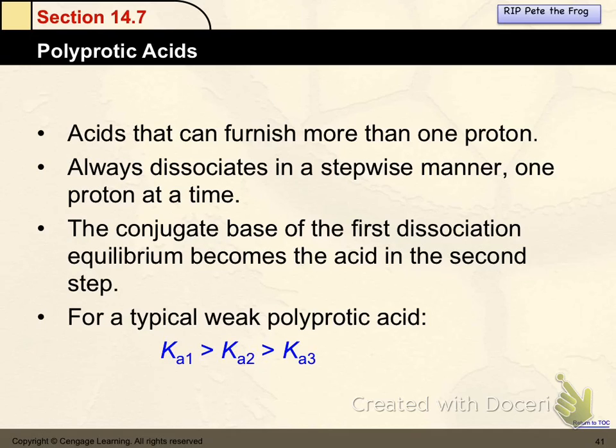Well, for a typical weak polyprotic acid, and I guess I could say this for any polyprotic acid, because sulfuric acid is polyprotic, it certainly isn't weak, we can say this: the dissociation of the first proton, so Ka1, as we might call it, is greater than Ka2. And if we have a triprotic acid, like we'll see in our first example, Ka2 is actually greater than Ka3. So what does that mean? Well, that means that it's much easier to pluck off the first hydrogen ion than it is the second hydrogen ion. So if I draw the sulfate molecule here, it would probably look something like this.